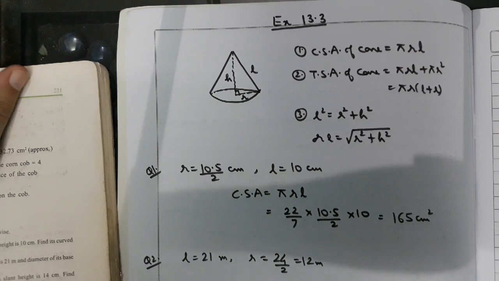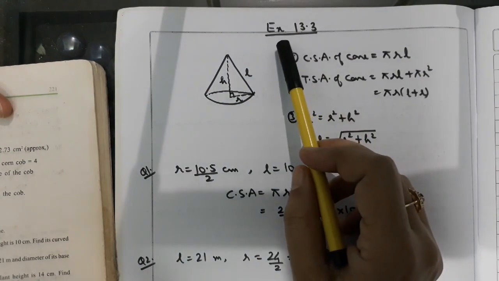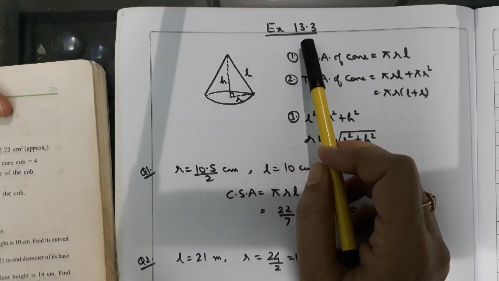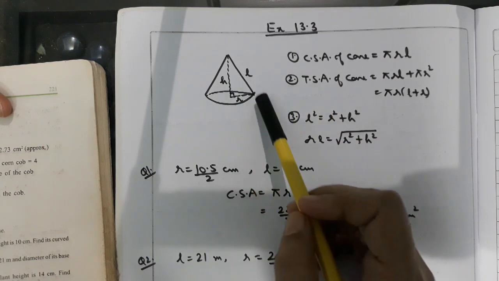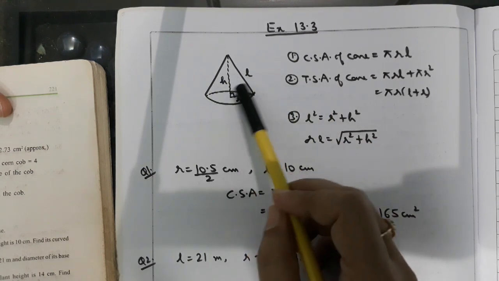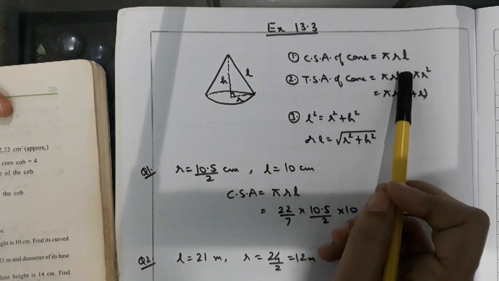Good morning students. In this video we will solve questions of exercise 13.3. So we know that in a cone the curved surface area of the cone is given by pi rl.